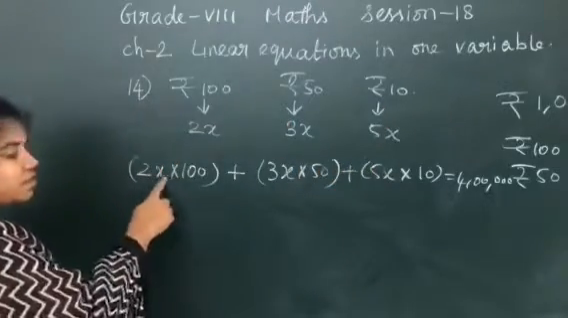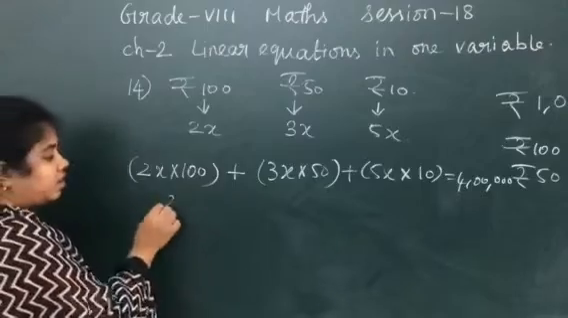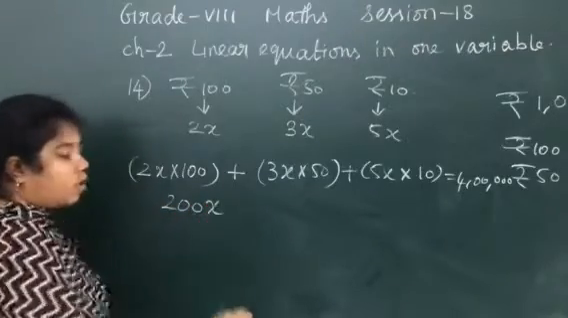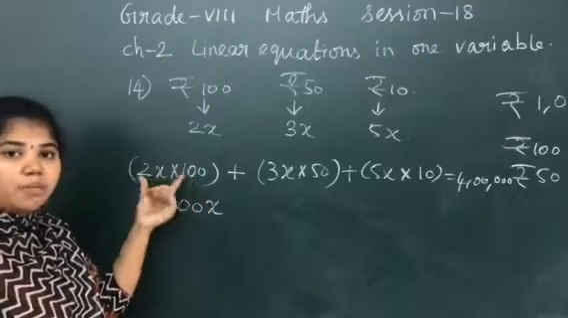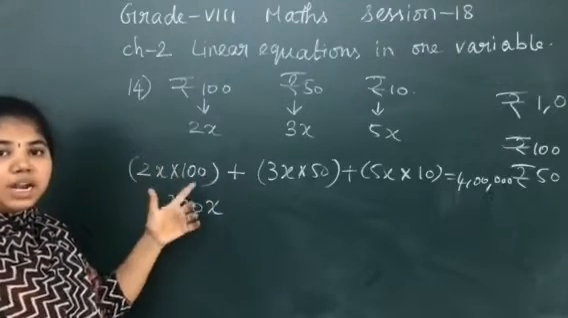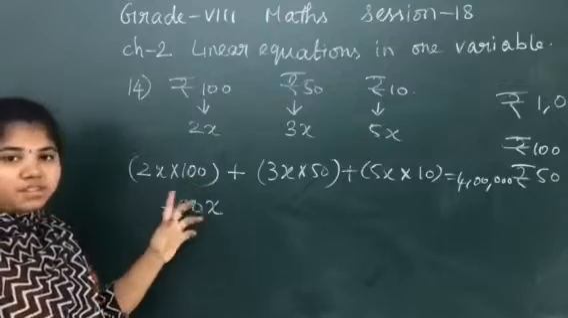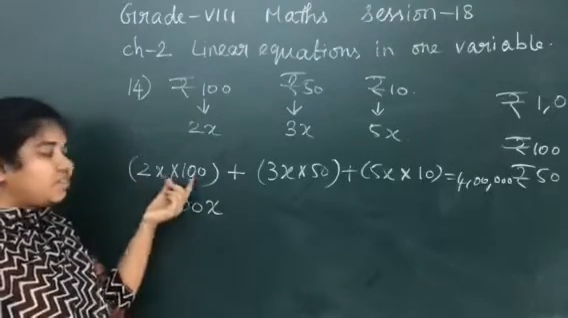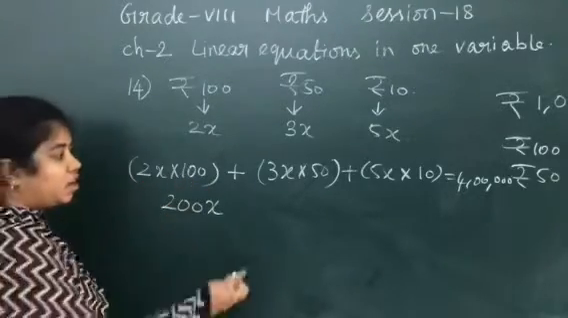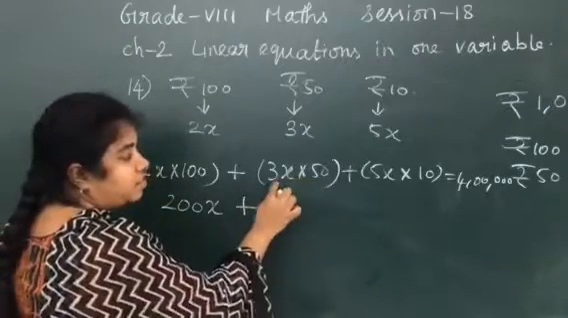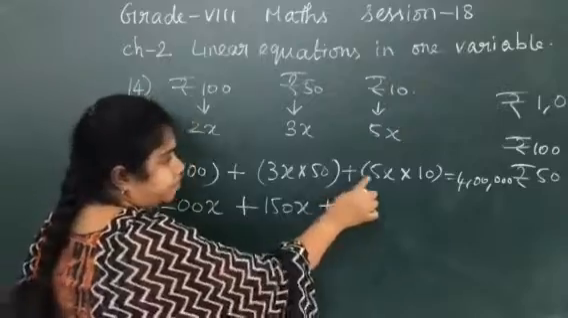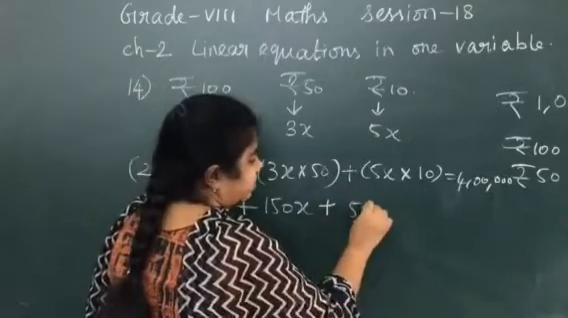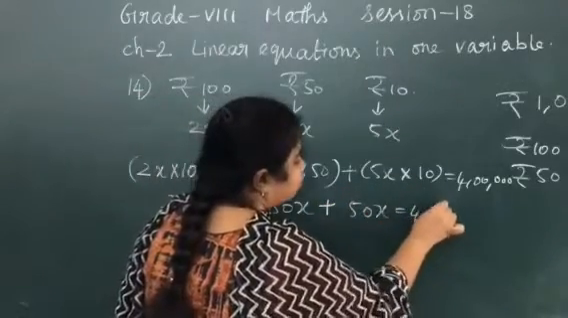So what is 2x into 100? It is 200x. Only when you add and subtract, you have to see the variable. When it is the same, you have to add or subtract. For multiplication, you need not see whether the variable is there or not. You can multiply. 2x into 100 is 200x. Now 3x into 50 is 150x. 5x into 10 is 50x, which is equal to 4 lakhs.